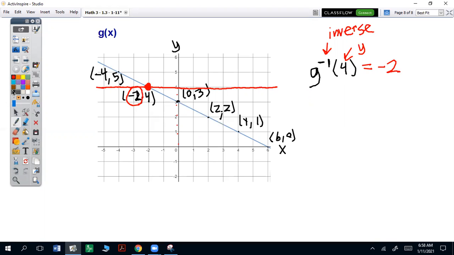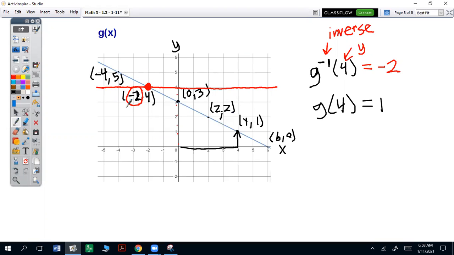Just keep in mind, if you were asked g of 4, if you didn't have that inverse notation, you would still go to the x value and report your y value there. So that would still be 1, but g inverse of 4 is the x value, -2.